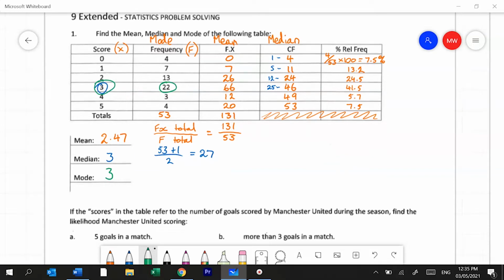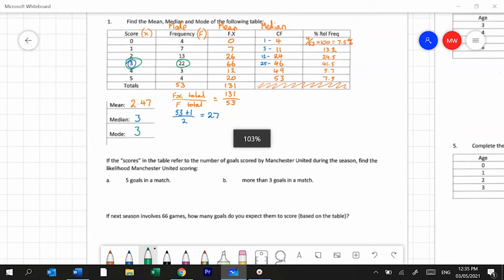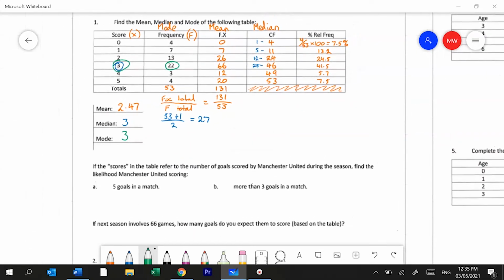Now, when you move down, there may be some questions that ask you to use the information above to answer questions. So they're asking you what the chance is that this team's going to score 5 goals in their next match. We can look at the column where there's 5 goals and scan across and see that there is a 7.5% chance that that's going to happen.